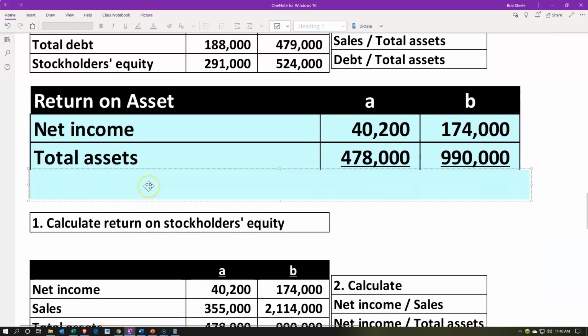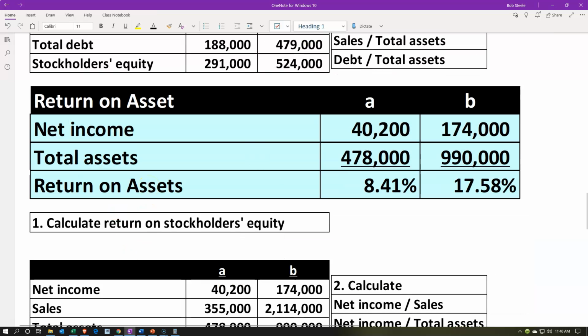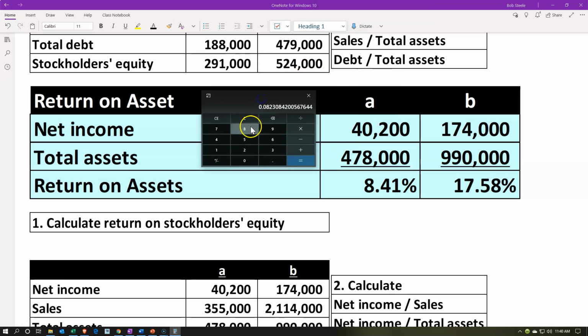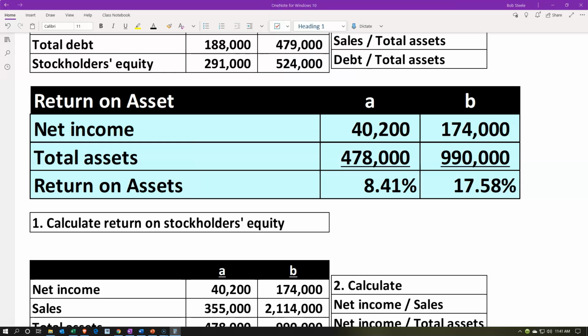We're going to say, all right, comparing these two out, let's pull up the trusty calculator. We're going to say the 40,200 divided by the 478. And that's going to be, if we move the decimal over 2 places, 8.41% for A. And for B, we would be taking the 174,000 divided by the 990,000. If we move the decimal 2 places over, 17.58% about on B's side of things.